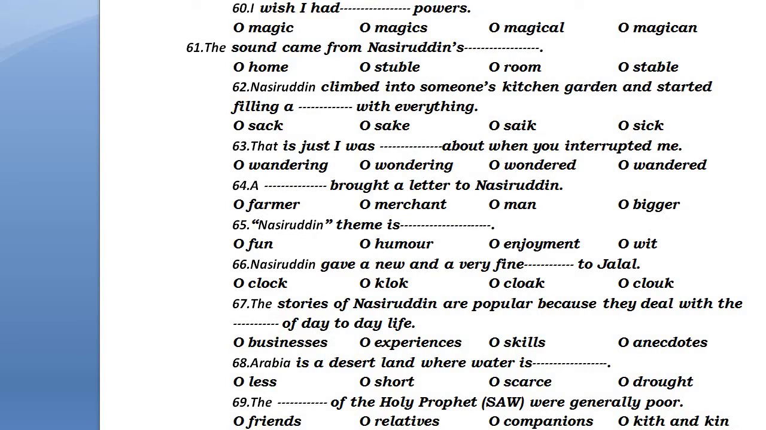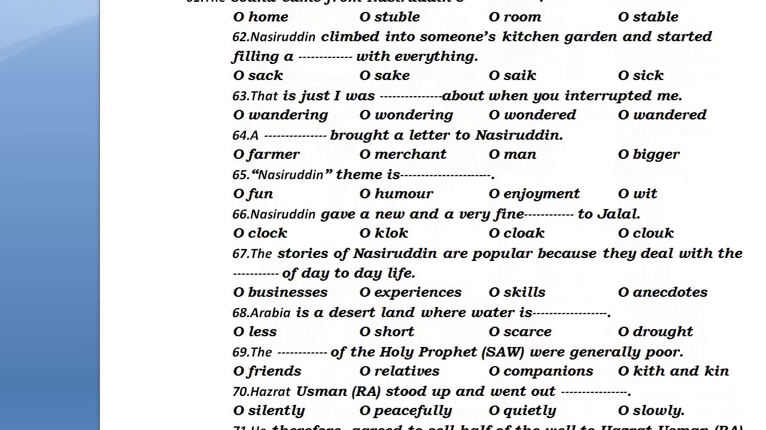Then part 64. A dash brought a letter to Nasiruddin: a farmer, a merchant, a man, a beggar. This is not bigger, this is beggar. Kindly do the correction. This is beggar. Clear? Then part 65. The theme of the unit Nasiruddin is fun, humor, enjoyment, wit.